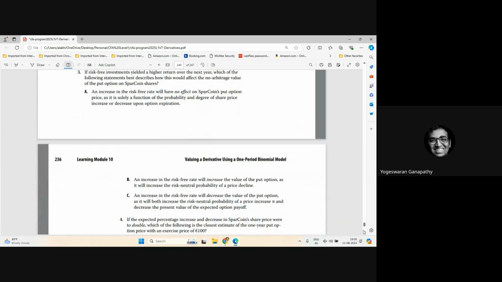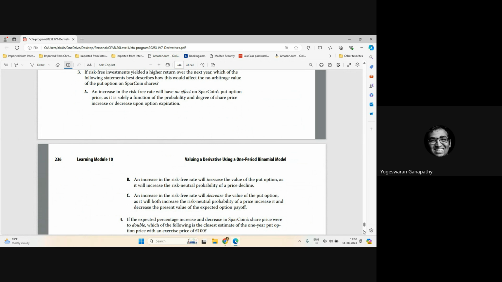If risk-free investments yielded a higher return over the next year, which of the following statements best describes how this would affect the no arbitrage value of the put option on Sparkcoin shares, as a sole function of the probability and degree of share price increase or decrease upon expiration?